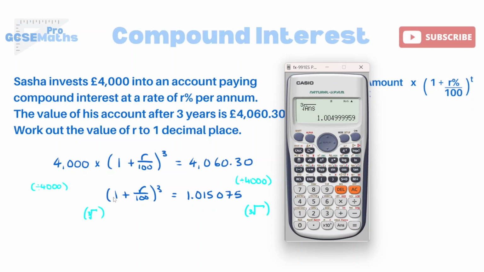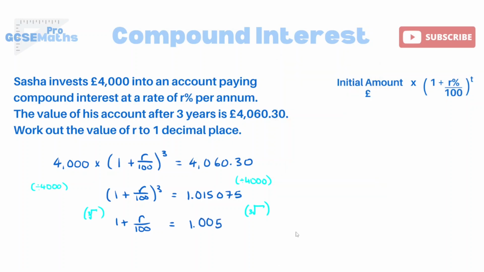So on the left hand side, obviously it opens up this bracket here. Basically, I still have 1 plus r over 100. And then on the right hand side, I'm going to write this down. As you can see though, it is basically 0.004999999 and so on. So I'm probably just going to round that at this point, okay? So I'm going to write it as 1.005, okay? Because that's effectively what it is, isn't it?